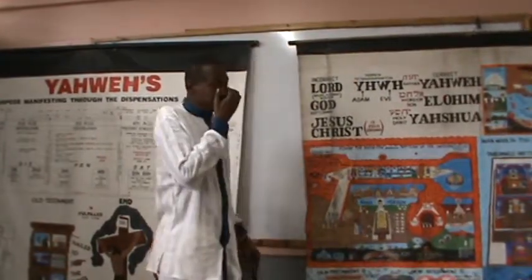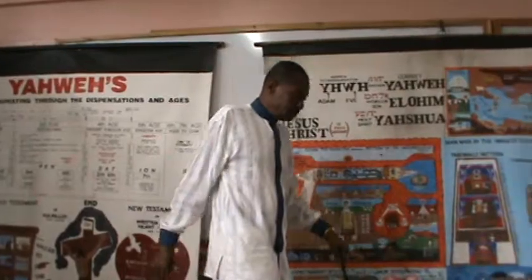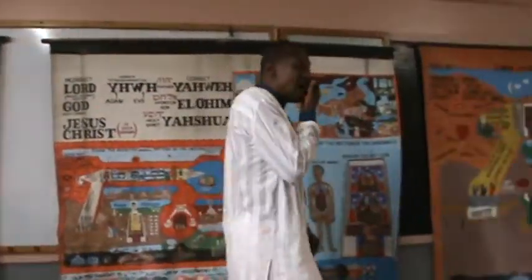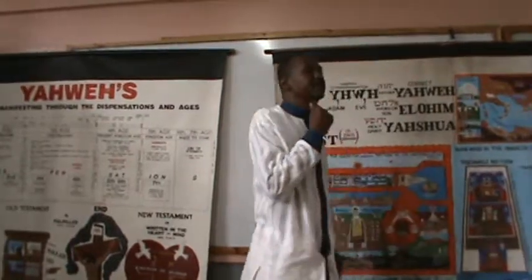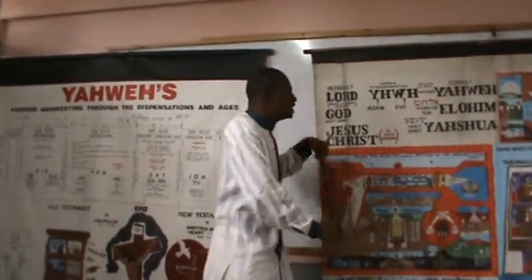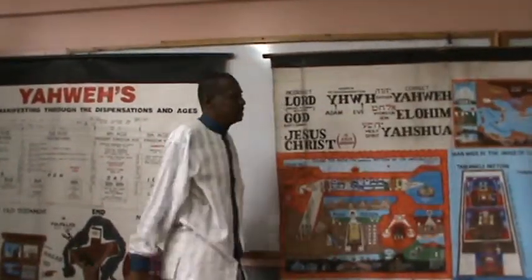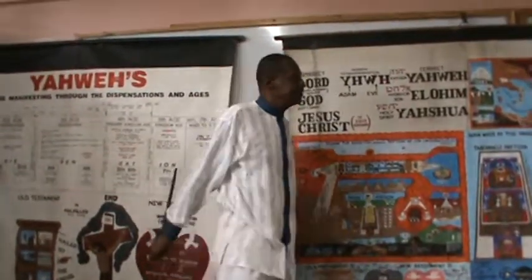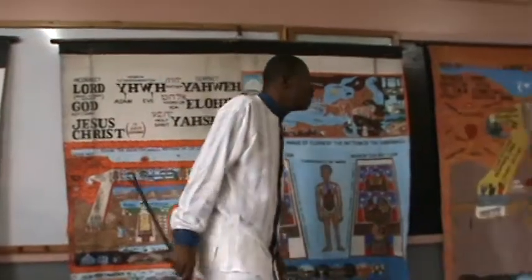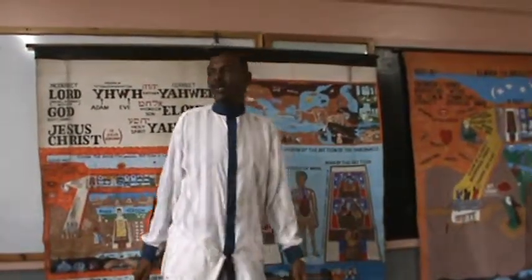Read. Again, he sent forth other servants, saying, tell them which are bidden, behold, I have prepared my dinner, my oxen and my fatlings are killed. Look at what they prepared. That is what is prepared for us. Read. And all things are ready. Everything is ready. Come on. Everything is ready.